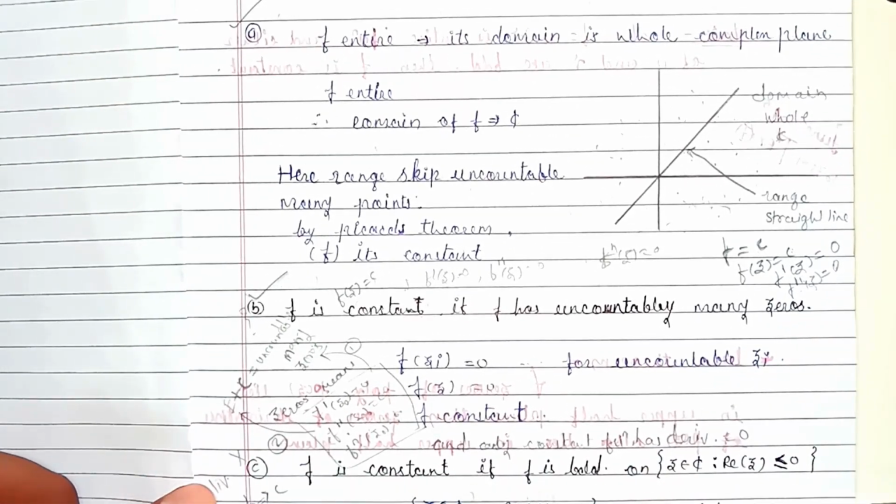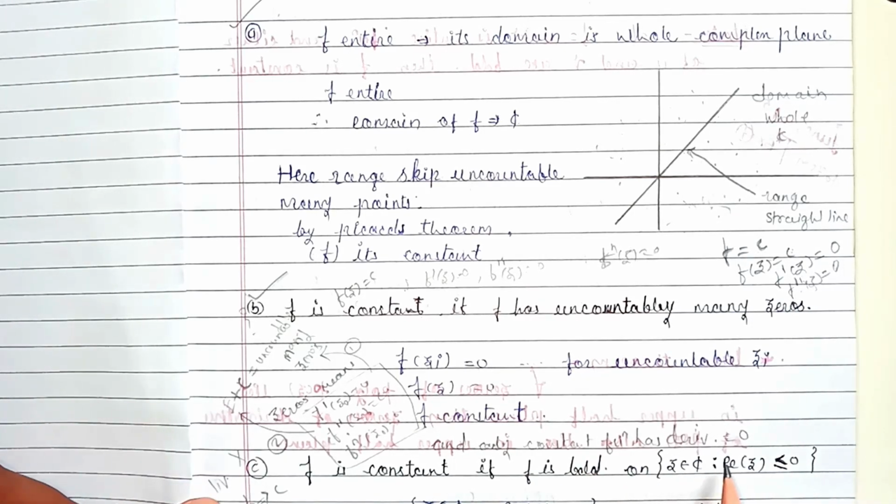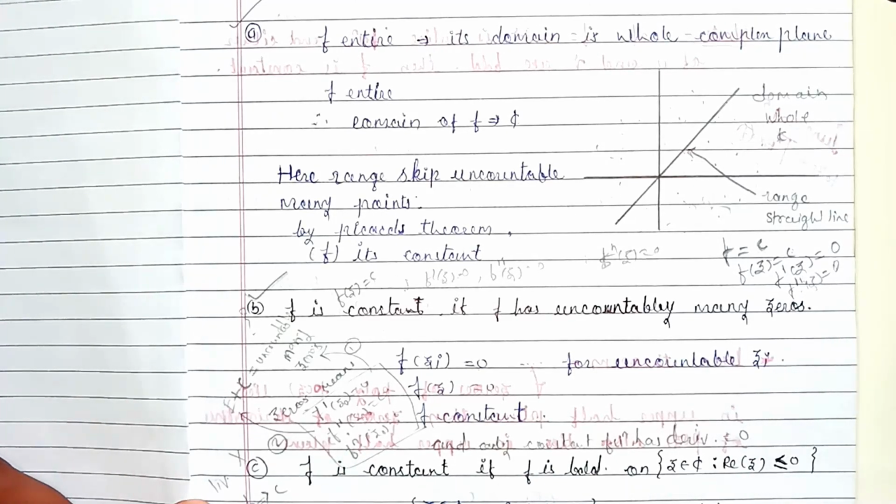f is a constant if f is bounded on the set of z belonging to the complex numbers such that the real part of z is less than or equal to 0. That means we are given f is entire. Now again we have to consider f is bounded, and we have to show that f is a constant. What we have been given in our question is that f is entire.